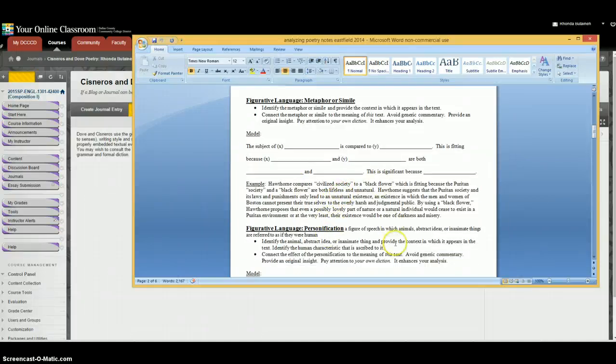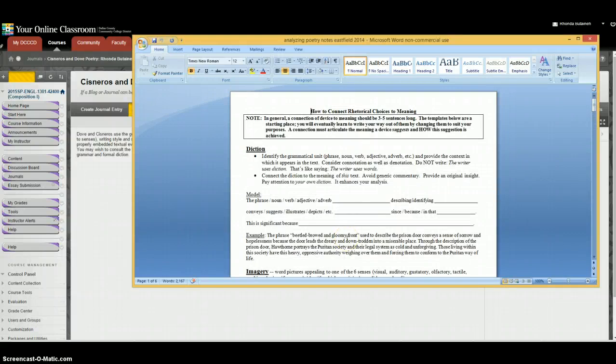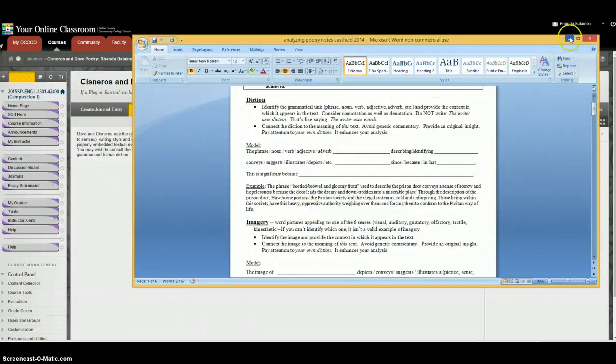And here's an example that is done from a passage from The Scarlet Letter. So these will help you if you're struggling with how to talk about similes. You can use this to help you with that.